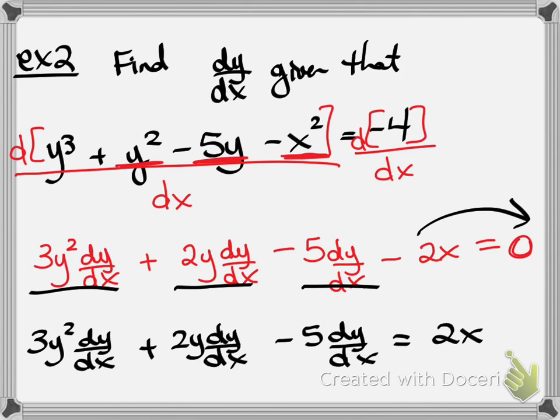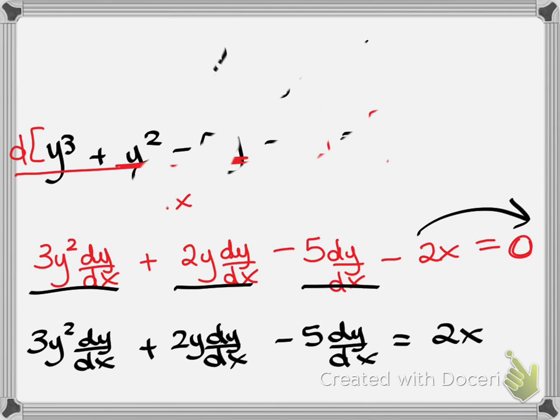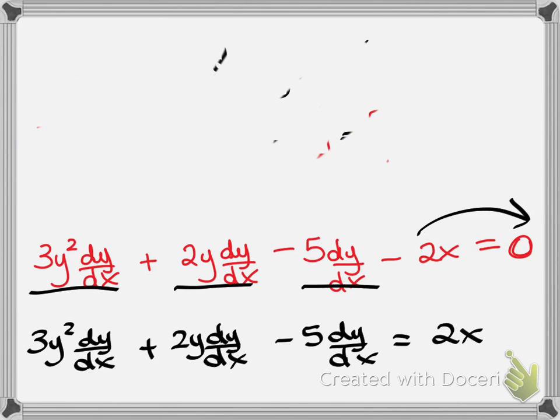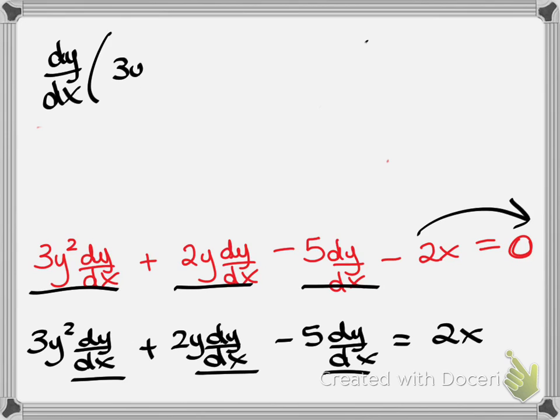Third step said factor dy dx out of every term. I'm just going to do it up here so we can stay on the same screen. So all three of these terms have a dy dx in them, so we can factor it out. And that would leave 3y squared plus 2y minus 5 equal to our 2x.